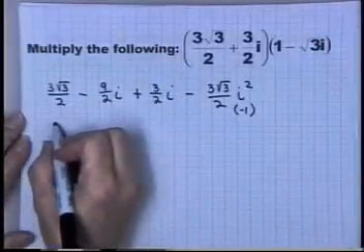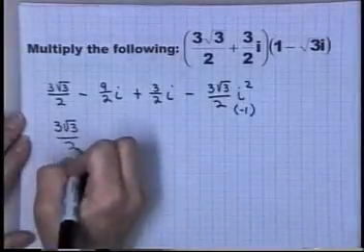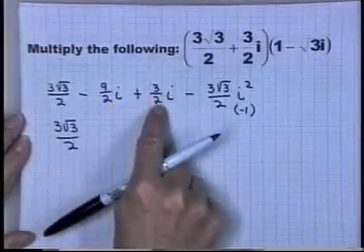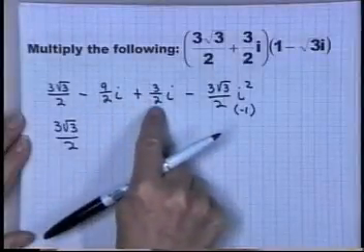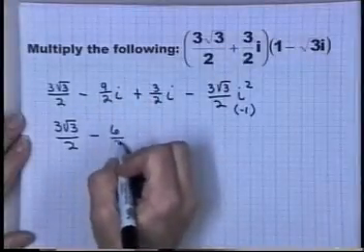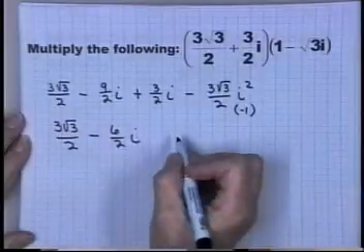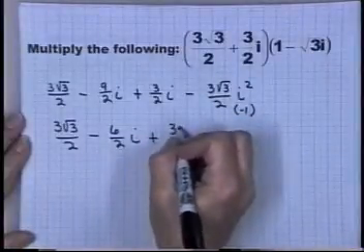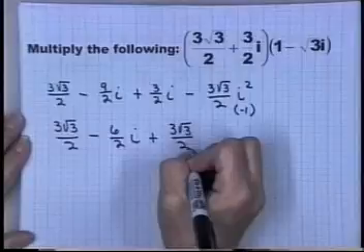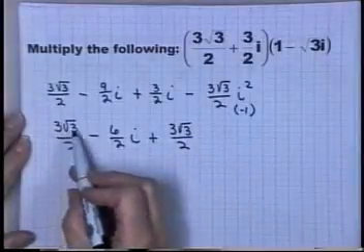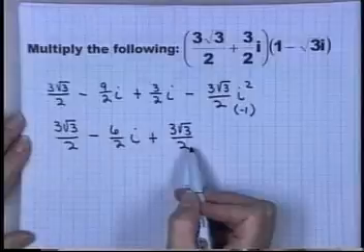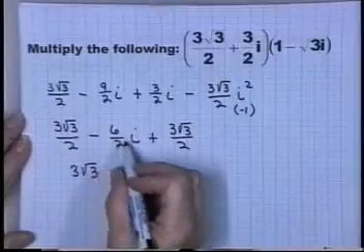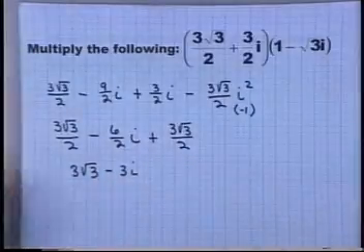Okay, so let's rewrite here. We have 3 square root 3 over 2. Let's go ahead and add these two middle terms together. Negative 9 halves i plus 3 halves i gives us a negative 6 halves i. Let me write it in that form right now. Negative 6 halves i. We'll reduce that in a second. As I said, replacing i squared with negative 1 is going to change that to a plus 3 square root 3 over 2. Okay? So 3 square root 3 over 2 plus 3 square root 3 over 2 is going to give us 3 square root 3, and then we'll reduce this minus 3 times i.